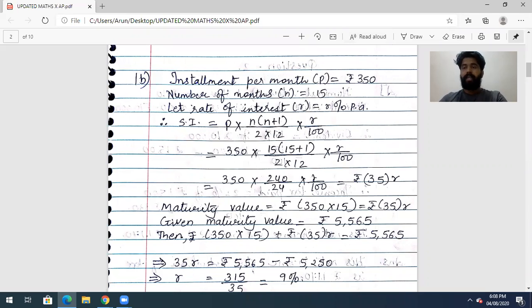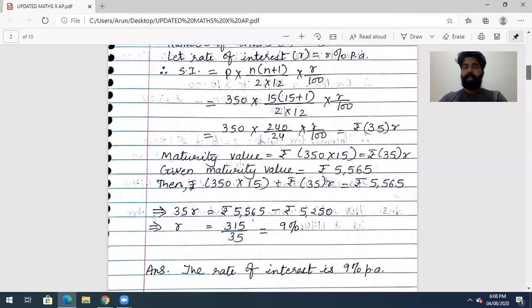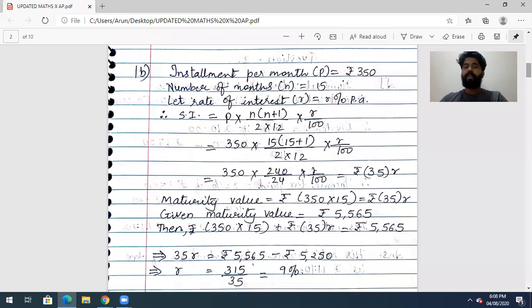We need to calculate the rate of interest that the bank is paying if the maturity value that she receives is rupees 5565. So maturity value has been given to us. Rate of interest we need to calculate. Principal and number of months is also being given to us. So we'll first apply the formula for interest. We know I is equal to P into n plus 1 upon 2 into 12 into R upon 100.